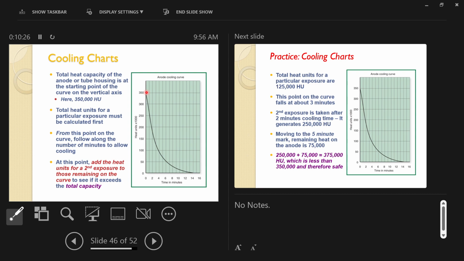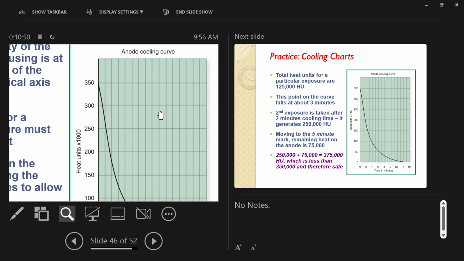So if you were making, let's say, less than 50,000 heat units, then you would want your machine to cool down to at least 300,000 heat units before you make your next exposure, right? Your capacity is 350,000, and the next exposure you want to make is something less than 50,000. So let your machine cool down to about 300,000 heat units before you make your next exposure. Well, how long does it take to get to 300,000 heat units?